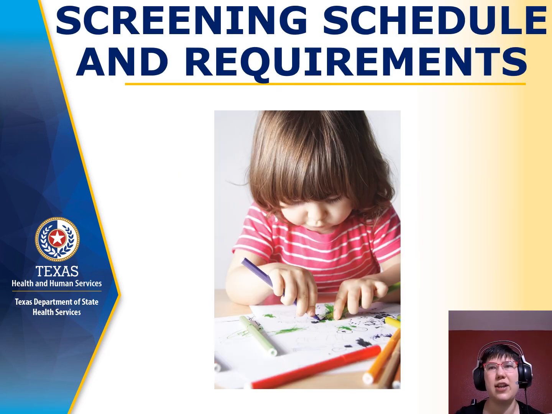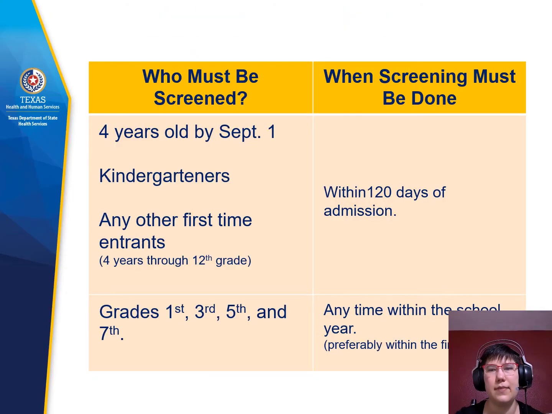So next we're going to talk about the screening schedule and the requirements. So who must be screened? Any 4-year-olds by September 1st, any kindergartners, any other first-time entrants 4 years through 12th grade, and that should be done within 120 days of admission. And then grades 1st, 3rd, 5th, and 7th, anytime within the school year, but preferably within the first part of the school year. Why? So you don't waste time, so the kid doesn't miss educational opportunities.